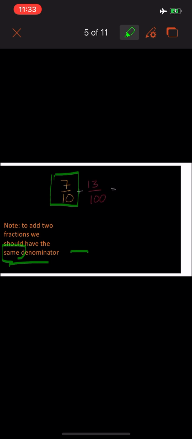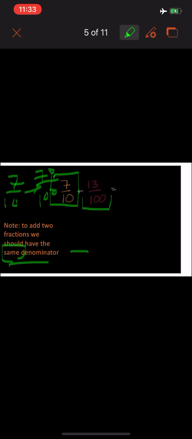Okay, 7 out of 10. I will convert it into hundredths because I want to make it a fraction out of 100. So 7 out of 10 will be 70 out of 100, right? Why? Because simply I multiplied both the numerator and denominator by 10. So 70 out of 100.